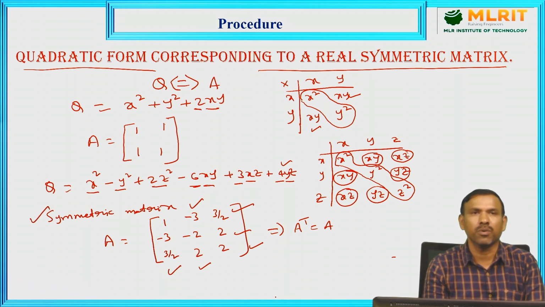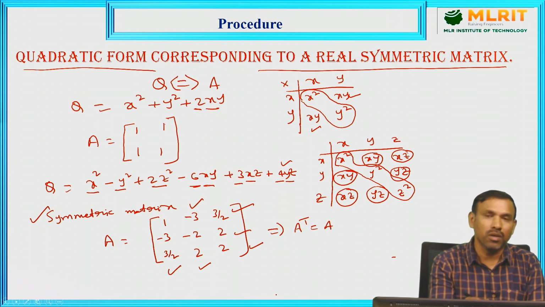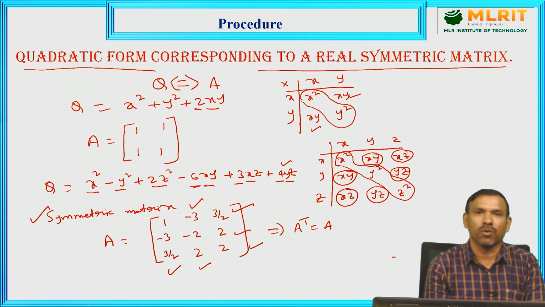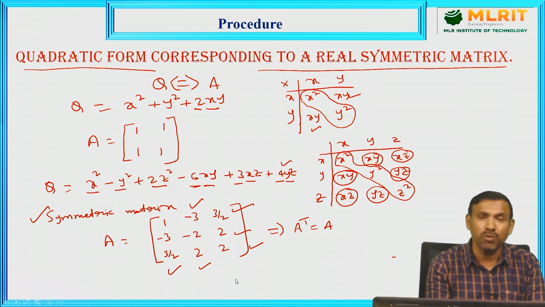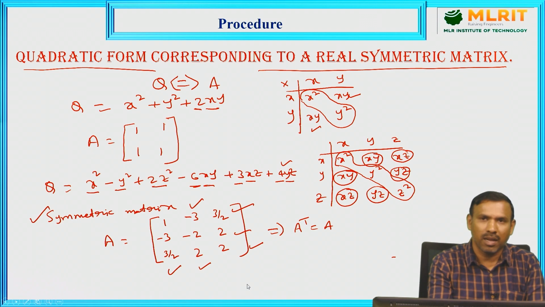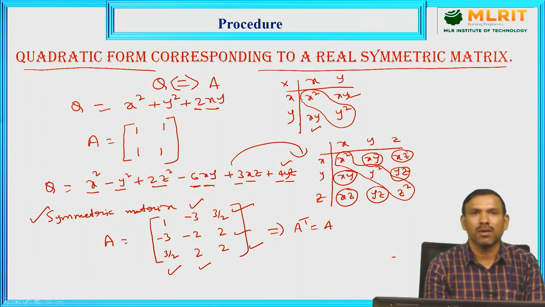So this is a way to convert a quadratic form to a symmetric matrix, because in coming problems, when we are doing quadratic form related problems, they will give a quadratic form that must be converted to a matrix, and only then can we do the diagonalization or transformations. That's why here I am clearly explaining how to convert the quadratic form to a symmetric matrix.